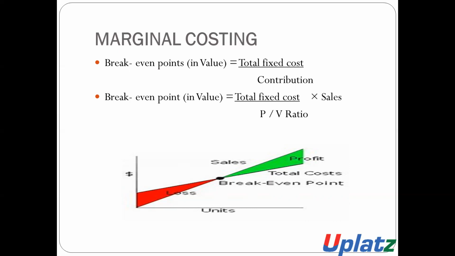The second formula is total fixed cost divided by CV ratio into sales. Total fixed cost divided by CV ratio into 100, into sales, is the formula of break even point in value. On the basis of this formula, we can calculate the break even point in value.